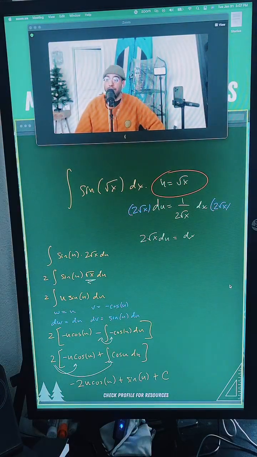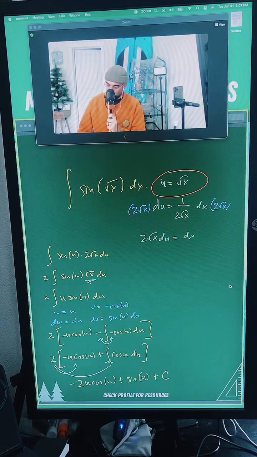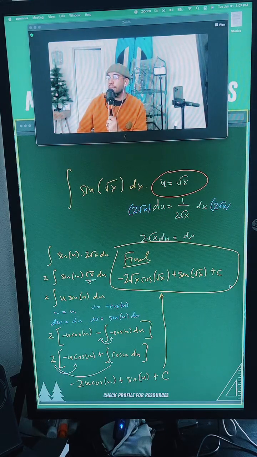And we're not done yet because don't forget that our u value has to be root x. So then our final answer is going to be negative 2 root x cosine of root x plus 2 sine of root x plus c. That's it, guys.